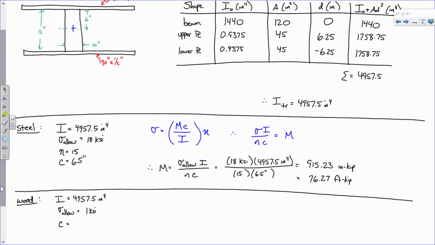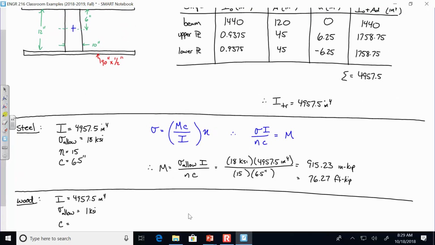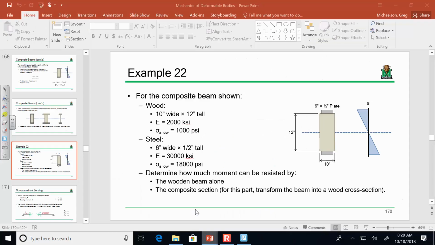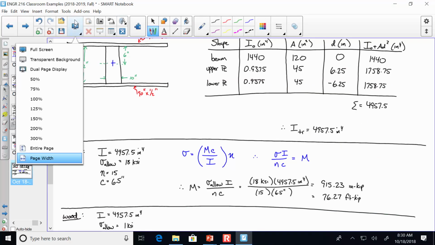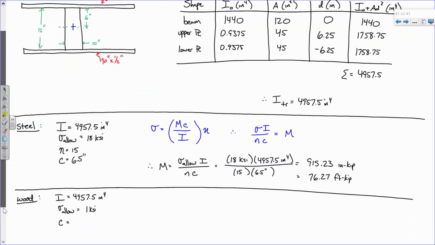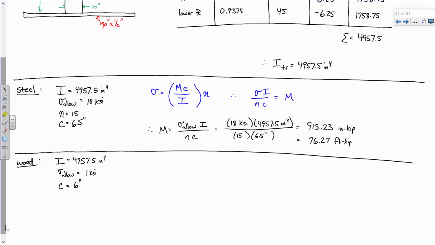Let me pull up my slide because I think it's going to be a little easier to see. Remember, here's the beam. Before, I asked you how far it is from the centroid to the very top of the beam or the very bottom, and you said 6.5 inches. Now I'm asking you how far it is from the center of the beam to the very top of the wood or the very bottom of the wood, and what is that? 6 inches. Is everybody okay with that? And I think you're going to see where this is going real quick. So this is 6 inches.